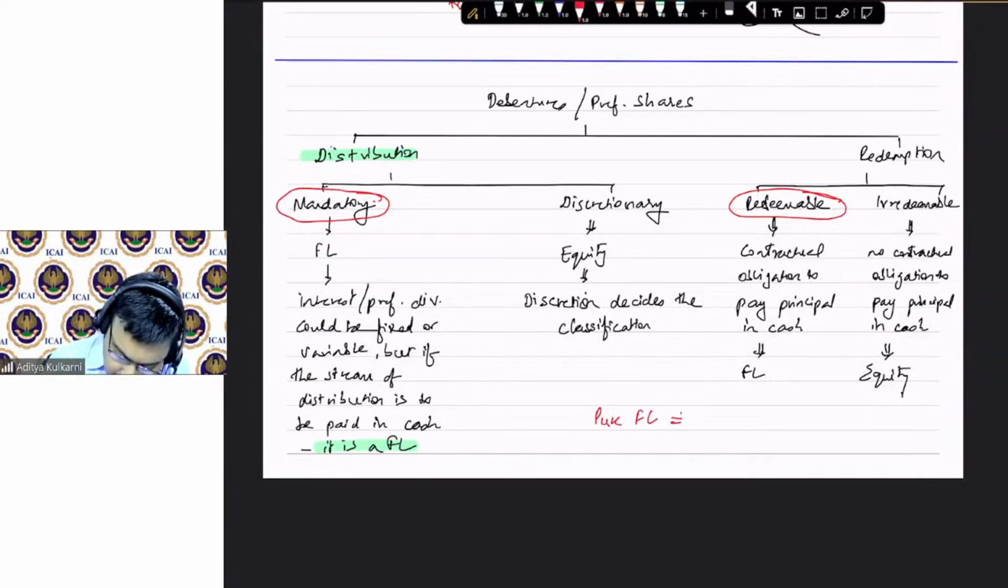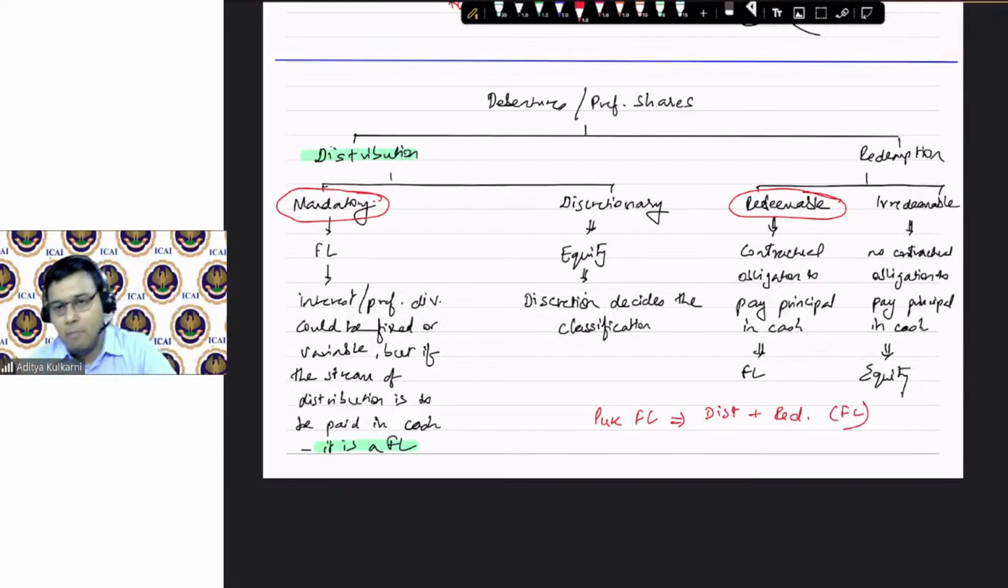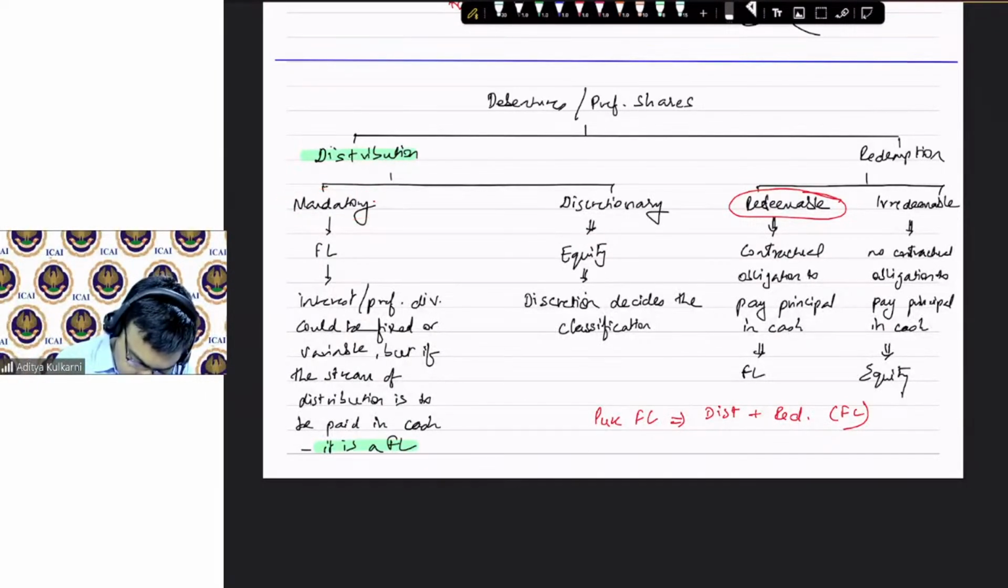When is it a pure financial liability? When distribution plus redemption, both of them, are financial liabilities. That means there is an obligation to distribute and an obligation to redeem. In both cases, if both are financial liabilities, then it becomes a pure financial liability. Now we come to the next set of instruments. It is a very, very interesting chapter.